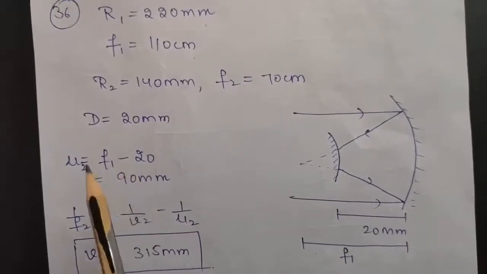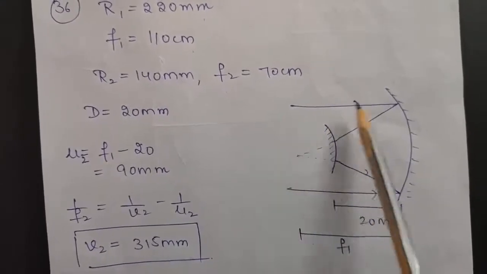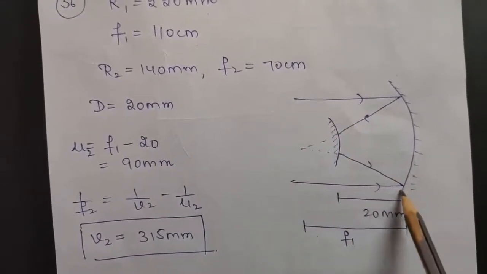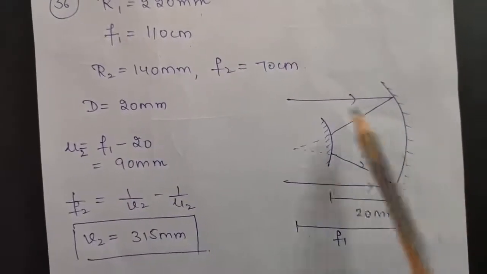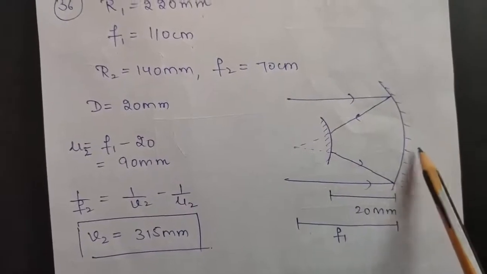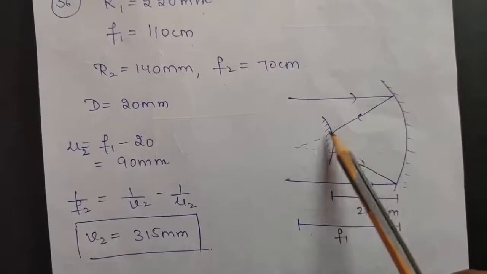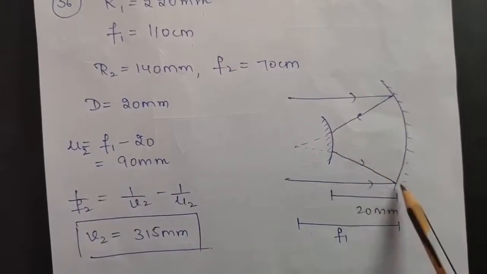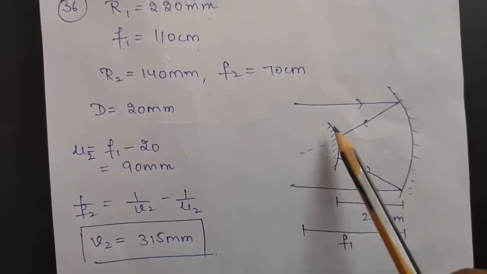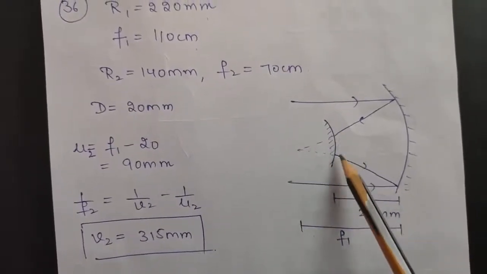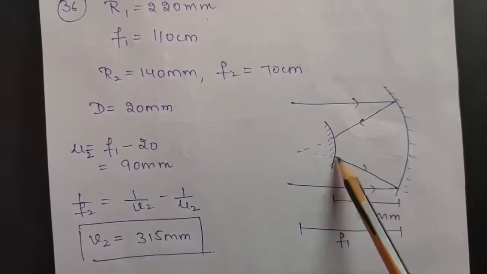So that means your initial object is placed at infinity. That means the rays will be coming parallel to the principal axis of this concave mirror. So now, as you know, when the rays come parallel to a mirror, the image is formed at focus. So the reflected rays will be coming like this, and if you extend them, they will be meeting at focus. But because in the path there is a convex mirror placed, they will be striking it here.